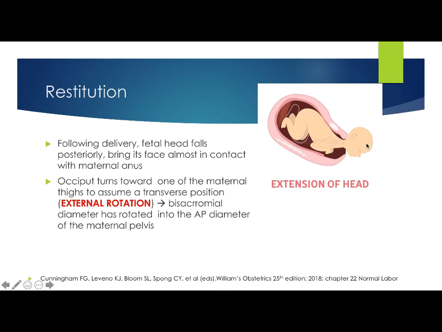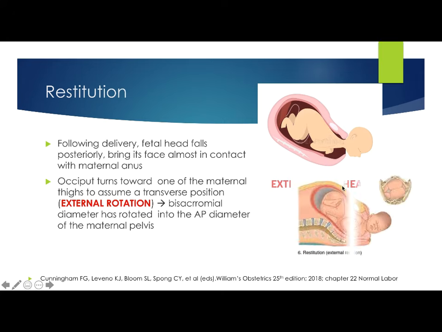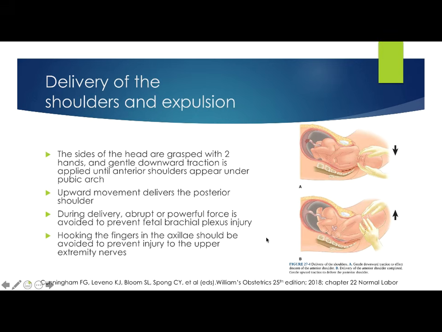Following delivery, the fetal head can fall posteriorly and bring its face almost in contact with the maternal anus. Now, the occiput will turn toward one of the maternal thighs to assume a transverse position, and this is what we call external rotation. In the external rotation, the bisacromial diameter rotates into the AP diameter of the maternal pelvis.